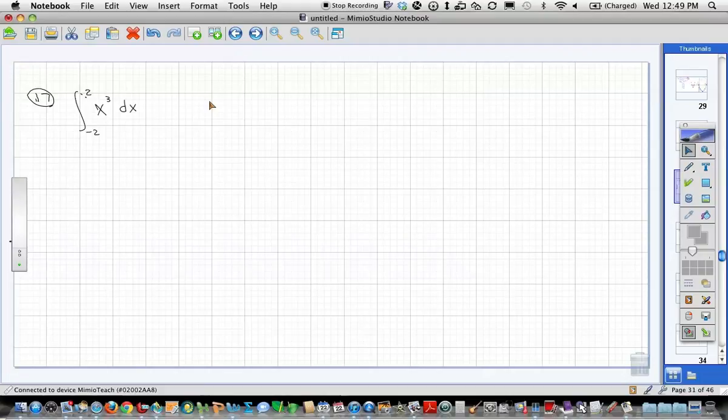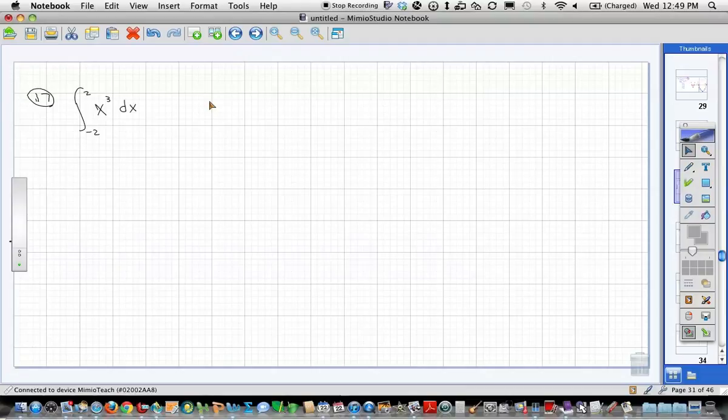All right. So we have the integral from -2 to 2 of x cubed dx. Now the directions say, and this is on page 355, to draw sketches that illustrate L4, R4, M4, and T4. Then we're going to compute each approximation, and we're going to compare those with the exact value that we get using the fundamental theorem. So let's do that first.